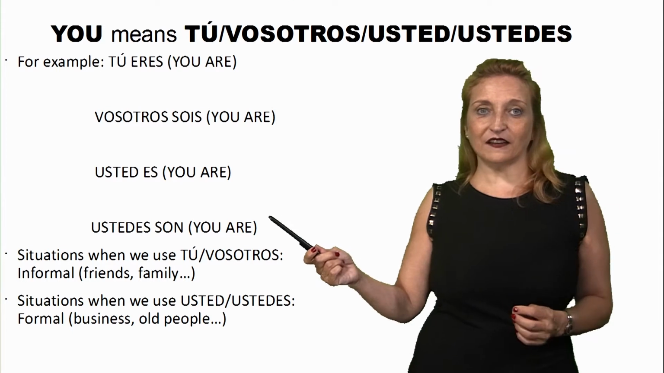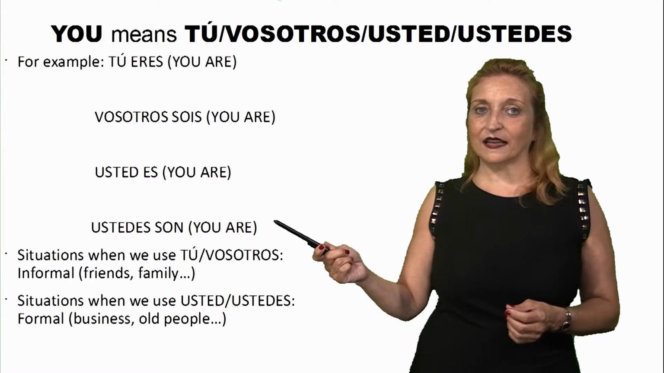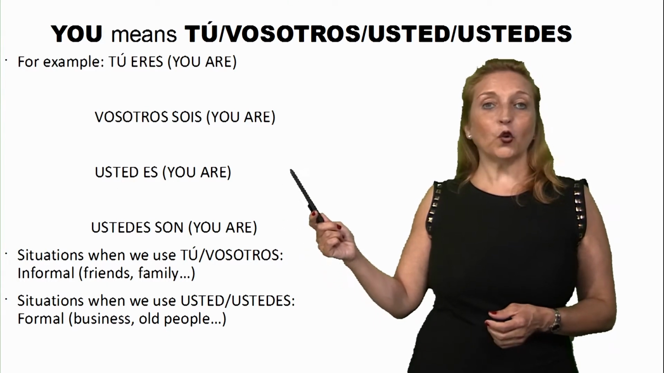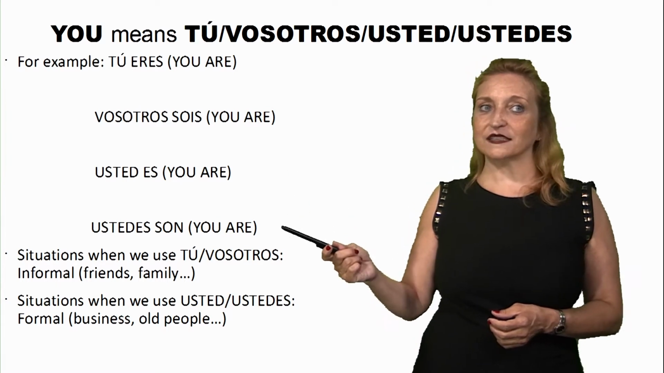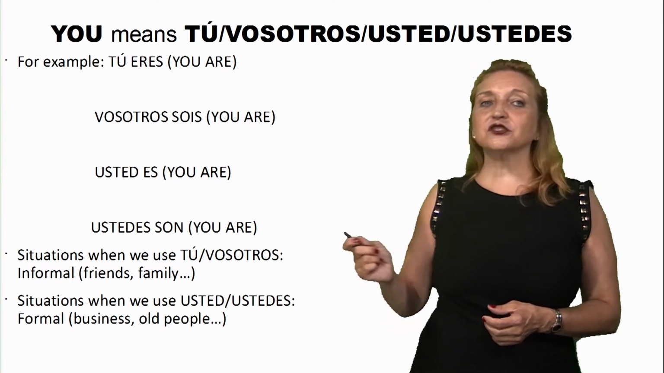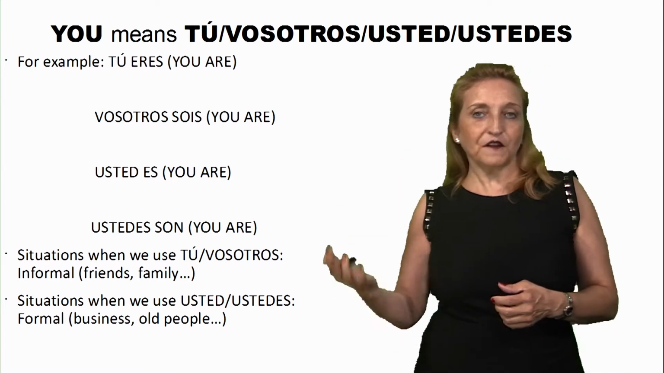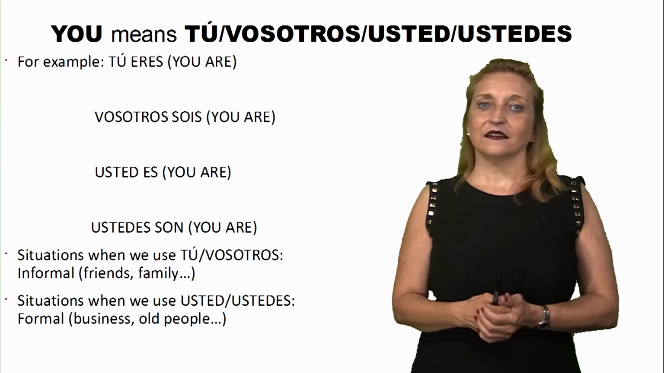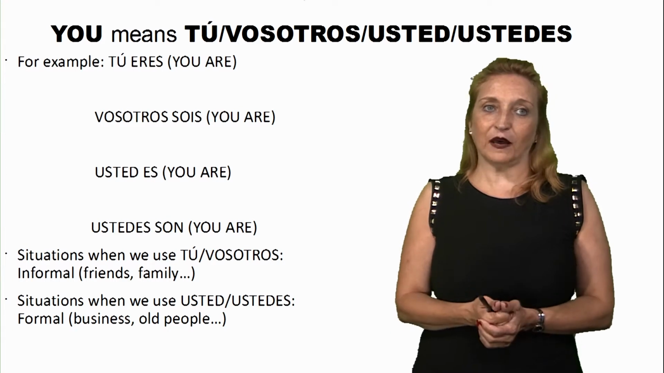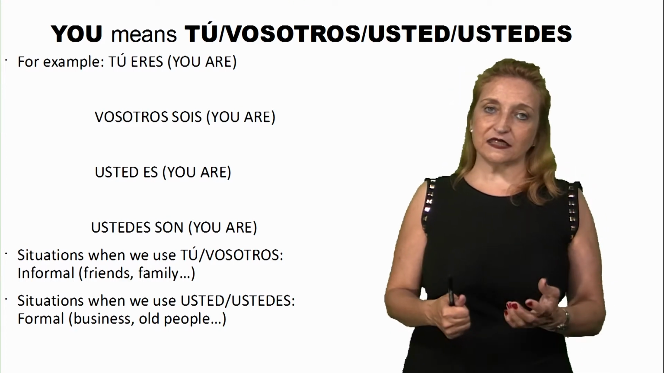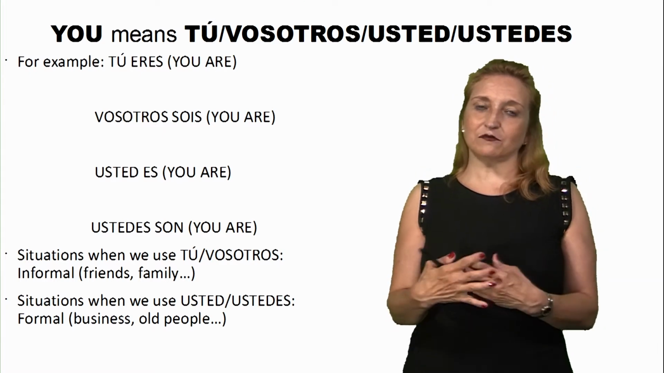We use different words in Spanish to say usted, ustedes, but in English it's the same. You, remember, usted, ustedes is formal, usted singular, ustedes plural. Situations when we can use tú, vosotros, just to remember: I said family, friends. And situations you can use usted, ustedes, that is formal. For example, old people, business, you go to a shop, you don't know the person too much. Usted, ustedes is more respectful.